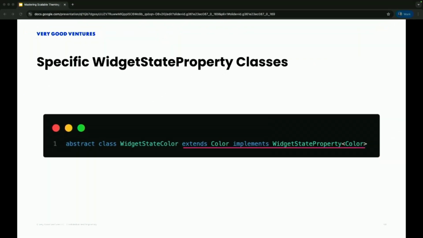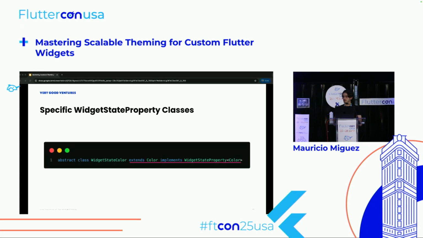Then there are other classes that I call specific widget state property classes, which are basically classes that are widget state properties that implement a particular style class. In this case, and the most common one, is the widget state color, which extends color and implements widget state property. This class is created so that you can either set a color to your particular property, or you can set a function.